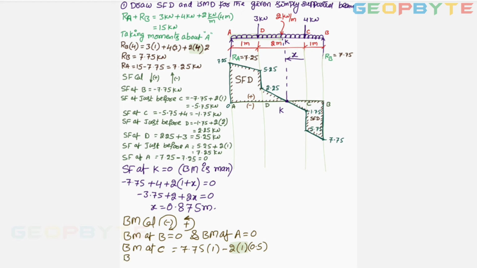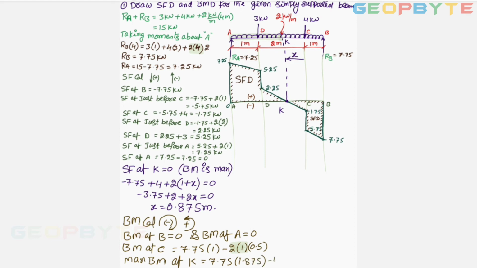Next, come to the maximum bending moment. Where do you find the maximum bending moment, dear students? Maximum bending moment at K equal to 7.75 into the distance up to K, 1 plus x. x is 0.875, so 1.875.